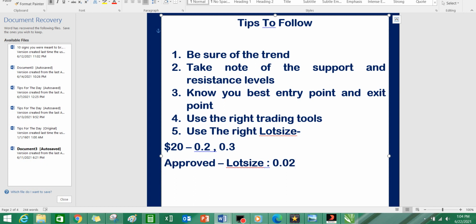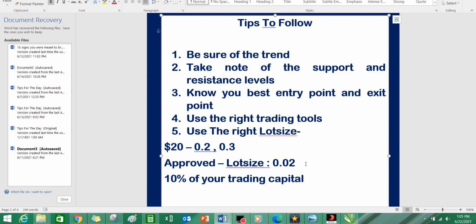Then your main target for your daily trade should be 10%. Right now we are growing our trading capital. It should be 10% of your trading capital. It shouldn't be more than 10%, so that you won't get used to overtrading. So 10% of $20 will give you $2. You think that is small? No, it's not small. Your trading capital is small.